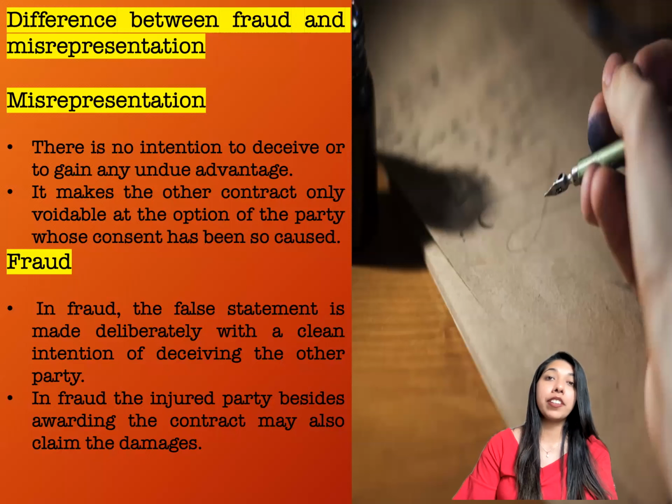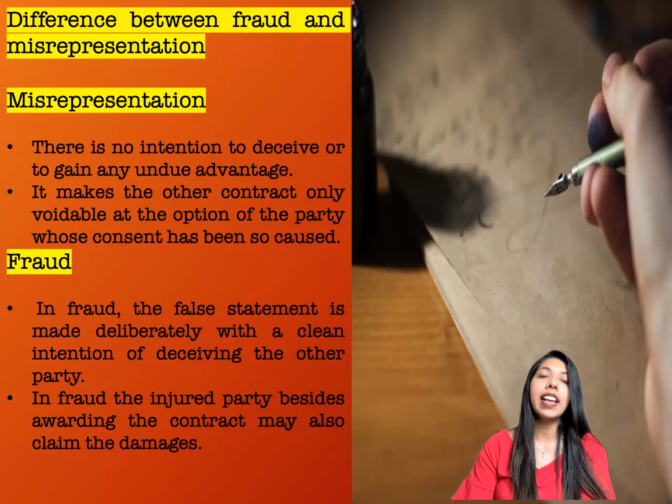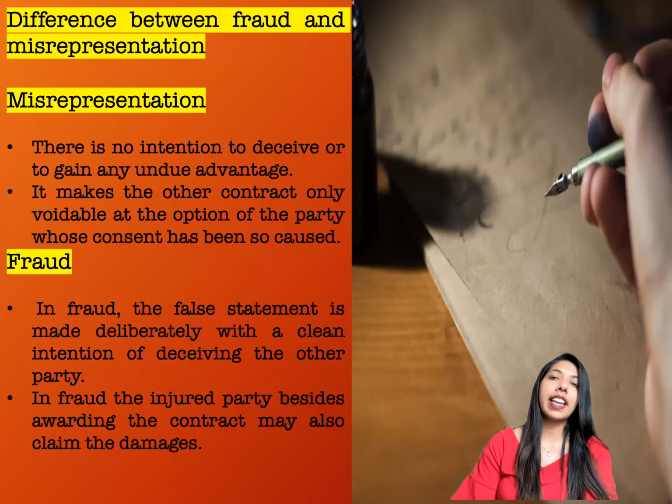Now I'm going to discuss the difference between fraud and misrepresentation. The first point is that in the case of misrepresentation, there is no intention to deceive or to gain any undue advantage. That means I have no plans to cheat you, just a mere silence or a false statement, and so on. When it comes to fraud, the false statement is made deliberately with a clear intention to deceive. The person has an intention to cheat and makes the statement.